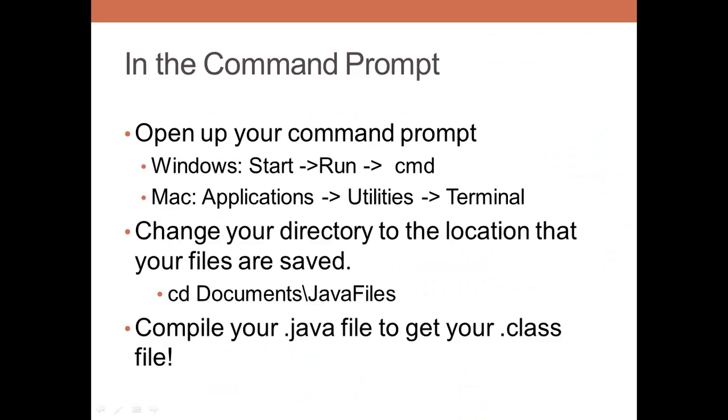Now that you have your path set, you can run your Java utilities from the command prompt. To open up the command prompt, for Windows we're going to select Start, Run, and type in CMD. For a Mac, navigate to your Applications and then to your Utilities and select the terminal. Change your directory to the location where your files are saved. Do this using the cd command. Then compile your .java file to get your .class file.